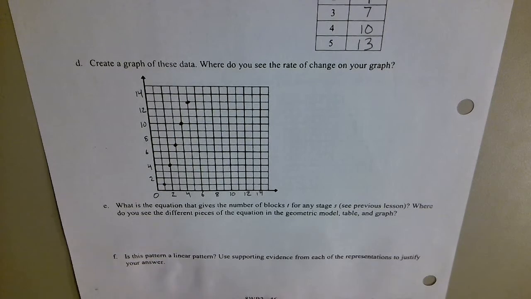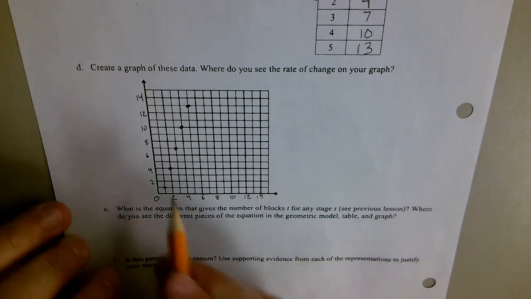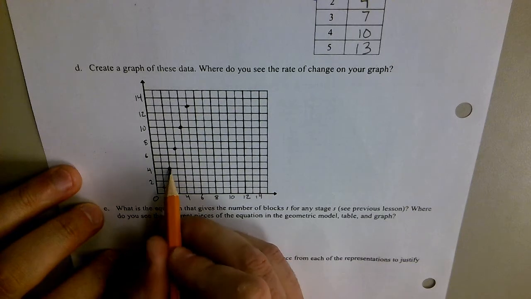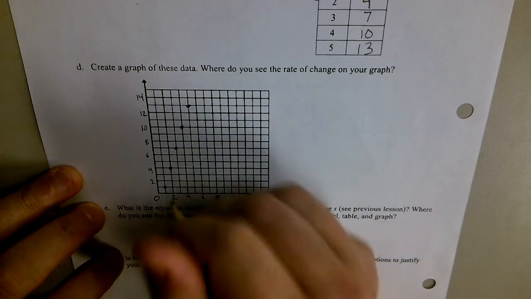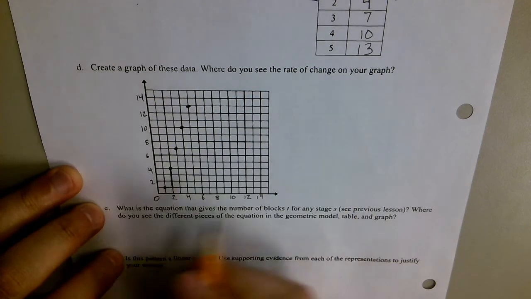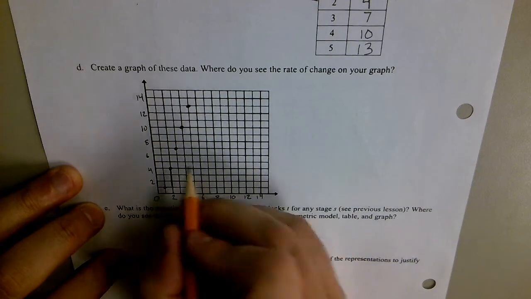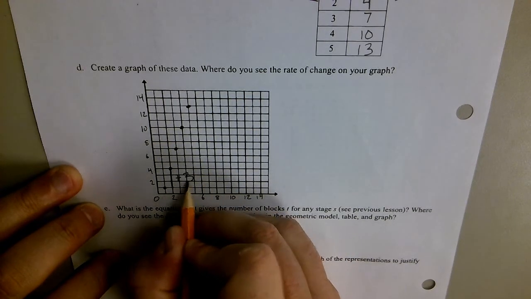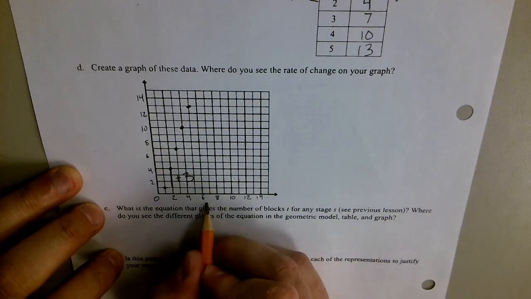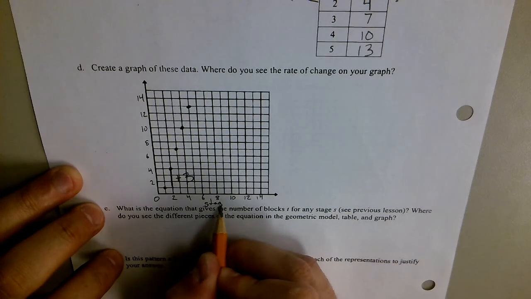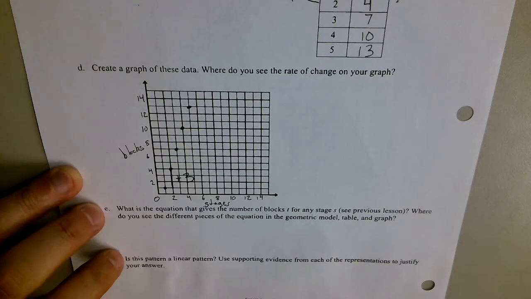And then it says, where do you see the rate of change on your graph? Again, choose 2 points. So I'm going to choose 2 points that are close to each other. Every time this goes up 1, this goes up 3. So this goes over 1, this goes up 1, 2, 3. So our rate of change, or our plus 3, is right in there. Every time the number of stages goes up 1, the number of blocks is going up 3.